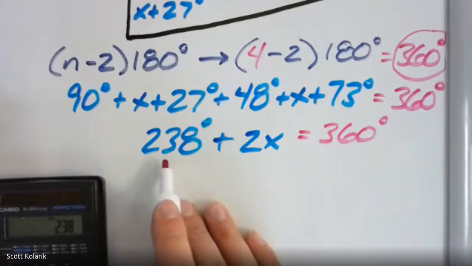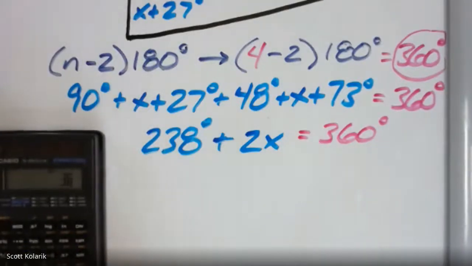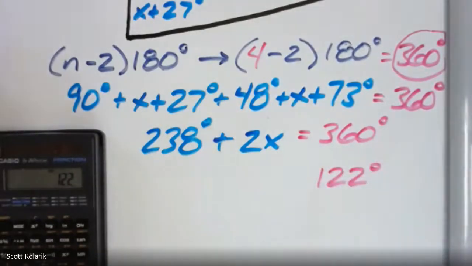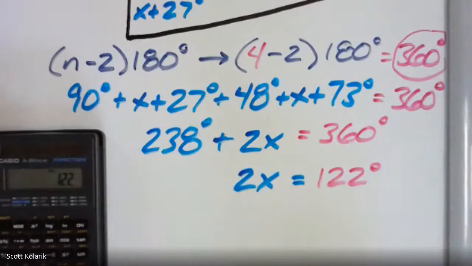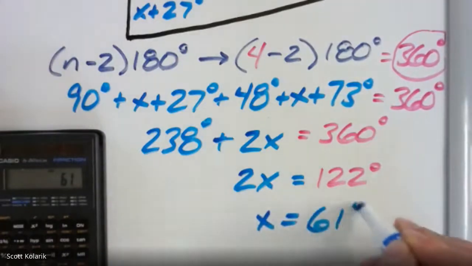The first thing I want to move is this positive 238. I would subtract that from both sides. And if I subtract 238 from 360, I get 122 degrees. And over here on the left, I still have 2x. So 2x equals 122. I move the 2 by division. 122 divided by 2 gives me 61. x equals 61 degrees.